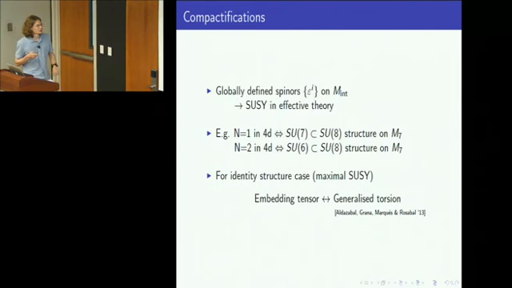Now, I have 2 minutes. So I'll skip through this very quickly, but I was going to tell you about how when you do supersymmetric compactifications of these things, the levels of supersymmetry that you get in the effective theory correspond very nicely to G structures on the generalized tangent space, and that you can vaguely see the embedding tensor coming out of this.